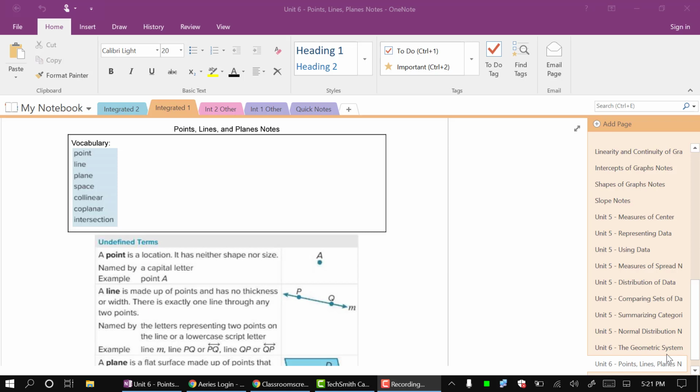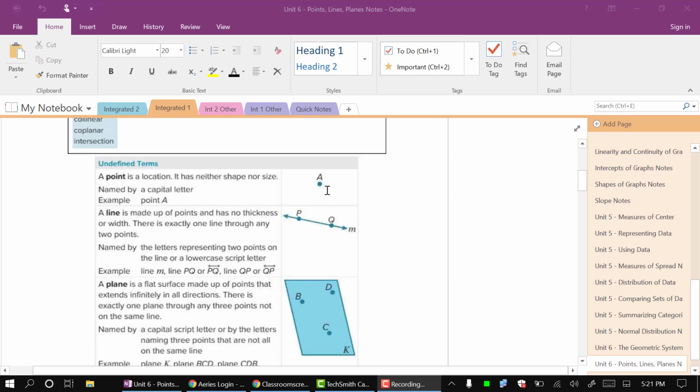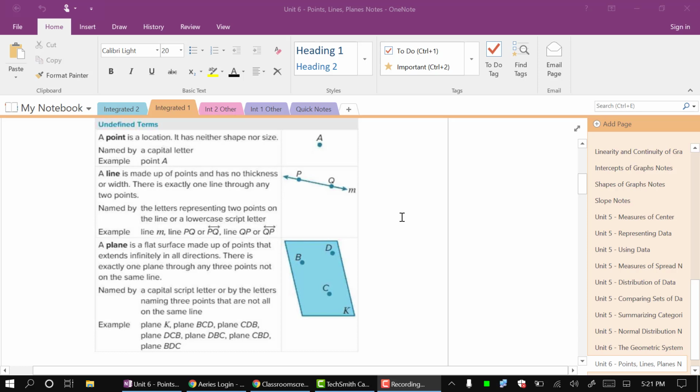Hello, today we're going to be working with points, lines, and planes. So our vocabulary is: a point is a location that has neither shape nor size. Here the example of a point is A. A line is made up of points that have no thickness or width. There's exactly one line through any 2 points. So here our line is M, and it's represented by the points P and Q.